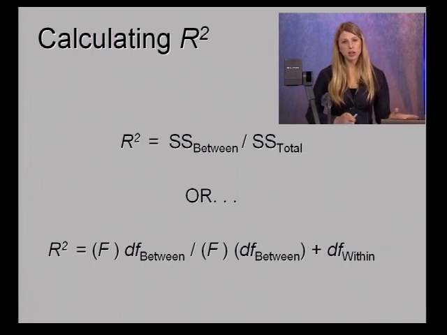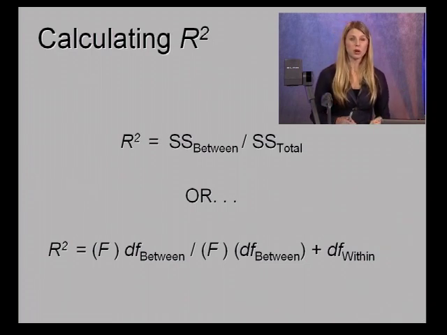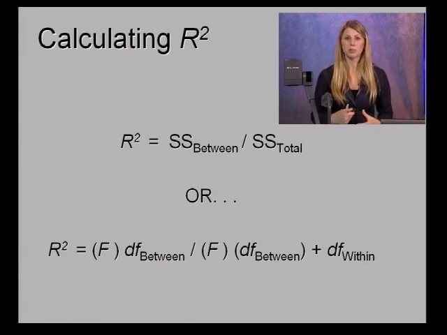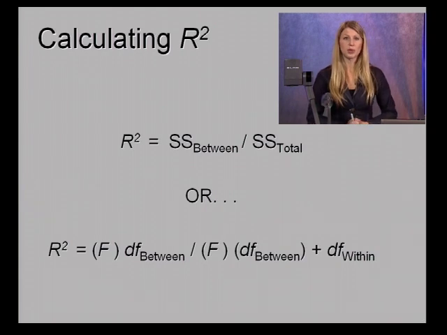And then there's an alternative way to calculate it right below that, where you just use the calculated F and multiply by the degrees of freedom between. So remember, your degrees of freedom between is your number of groups minus 1. It's r squared equals F times the degrees of freedom between, divided by that same top part plus the degrees of freedom within. It's a little bit simpler when you're doing the calculations.